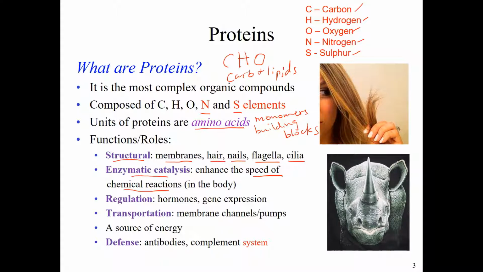Proteins also have a regulatory role. For example, hormones like insulin are proteins that have a regulatory role. They regulate the blood glucose levels in the body. Proteins are also involved in transportation. The membrane channels that control the potassium, sodium influx are all proteins in nature. Proteins can also be broken down to give energy. Proteins also have a defensive role. They act as antibodies. And the complement system, another defense mechanism in our body, is also mainly made up of proteins.